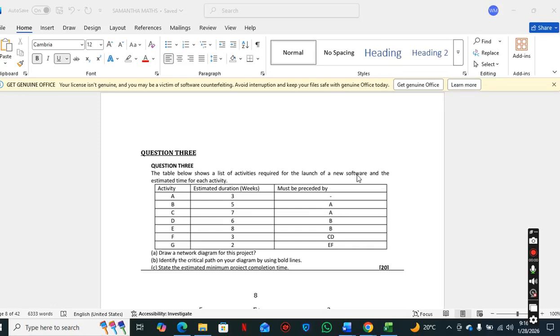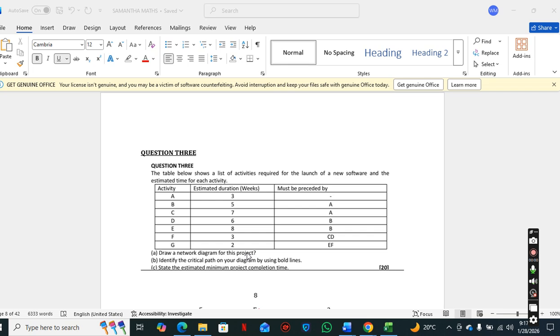New software and the estimated time for each activity. Okay, so we've got each activity, the duration in weeks, and the activities which have to come before the stipulated activity. Basically, when we say an activity must be preceded by another, it means that one is coming before. So the question is, first, draw a network diagram for this project.